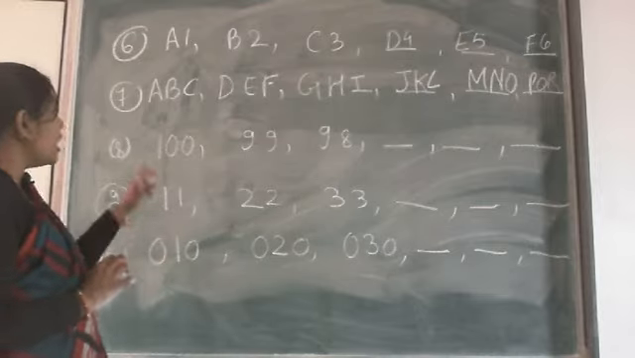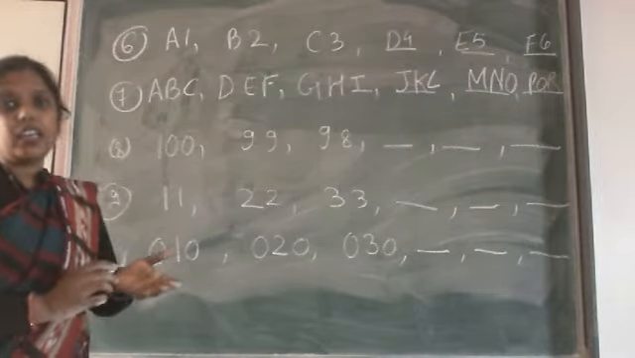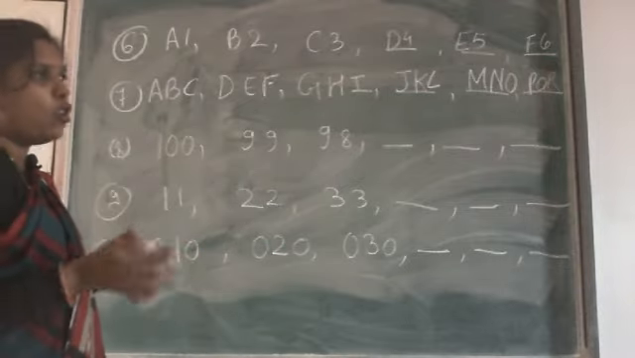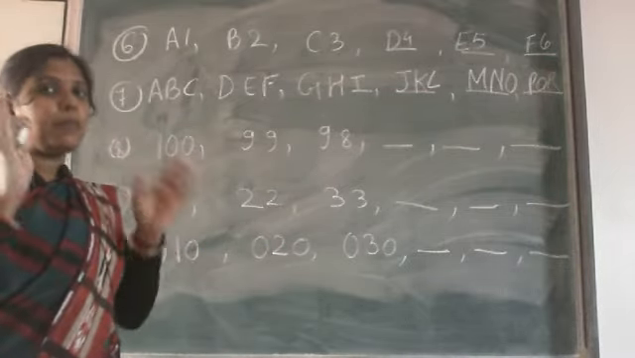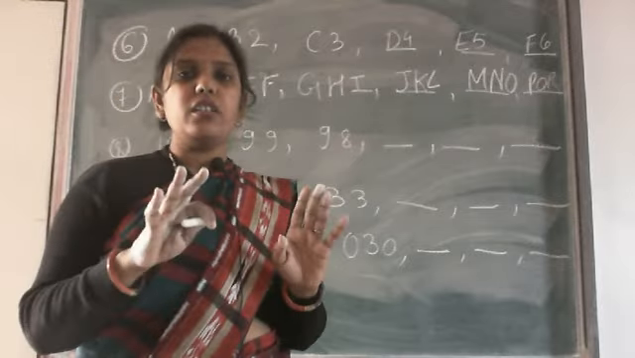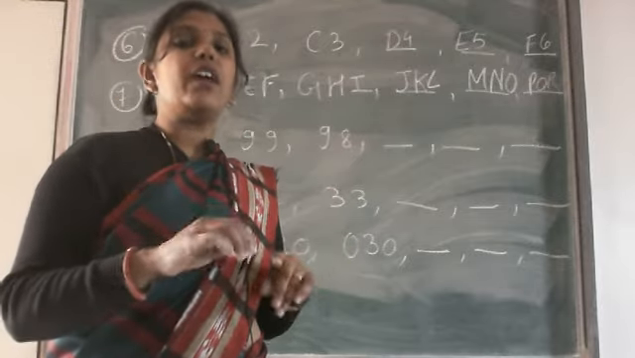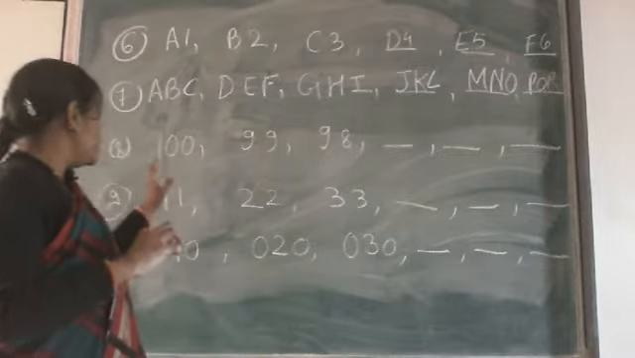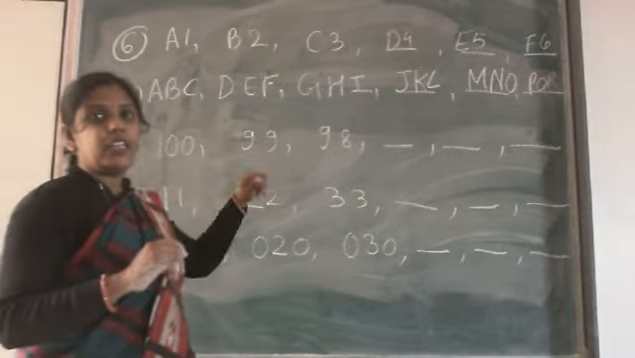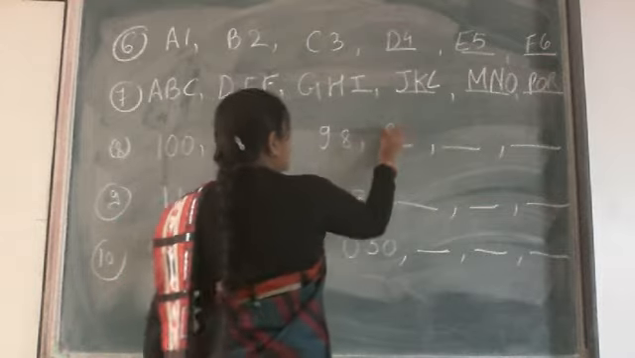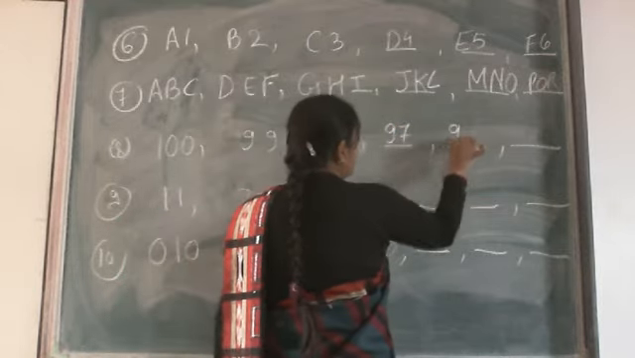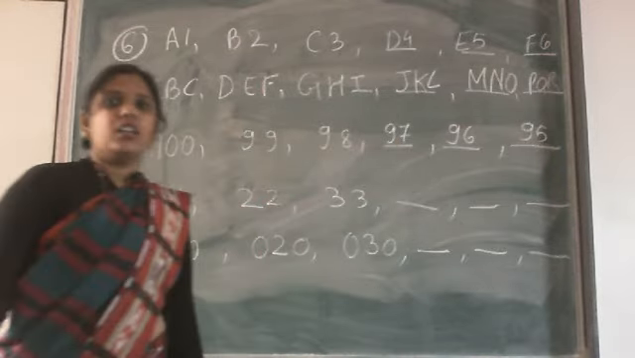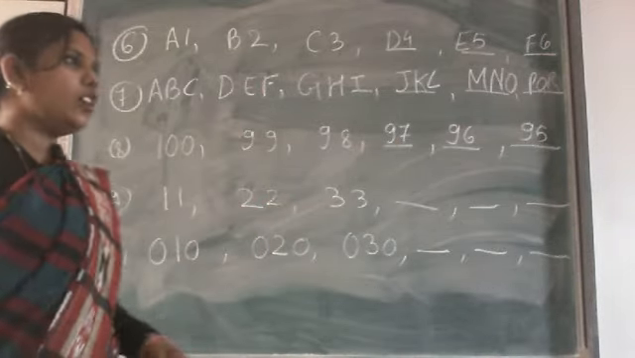Now the next is 100, 99 and 98. Again, it is a reverse counting, backward counting, and I hope all of you have remembered the backward counting because backward counting we have already done in chapter number 2. Okay. So see 100, 99, 98, then 97, 96 and 95. Okay. Write it fast, note it down fast.